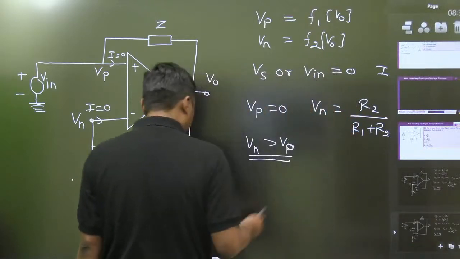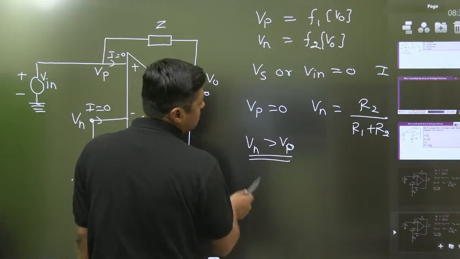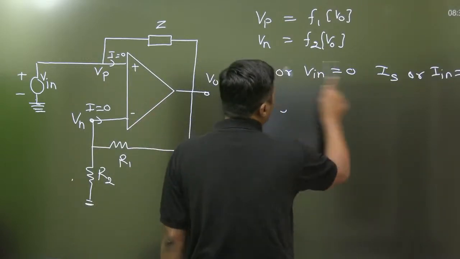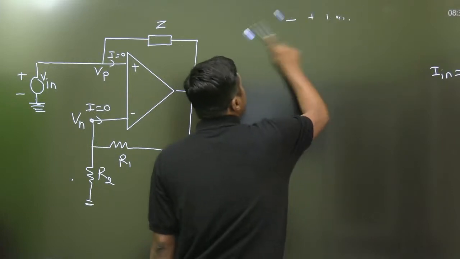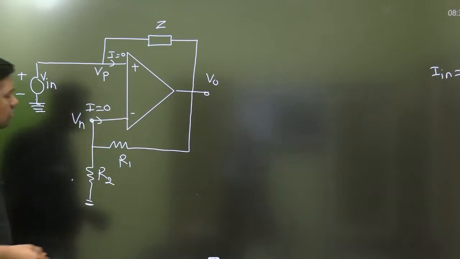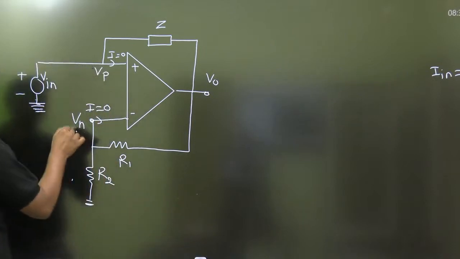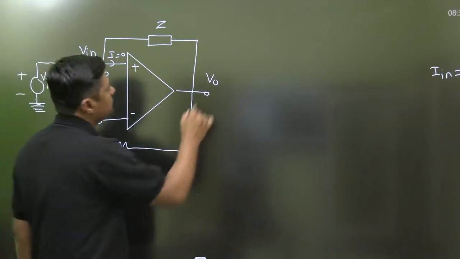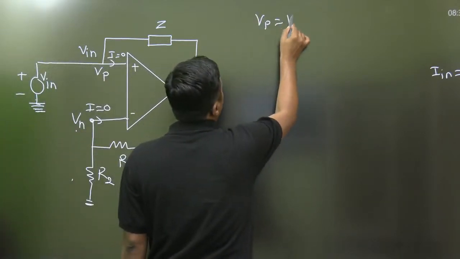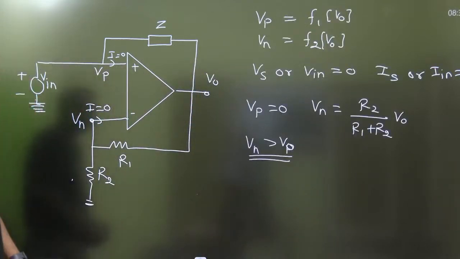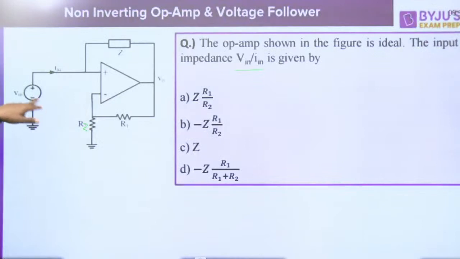I will give you a case where the positive feedback is dominant. Try to understand. First of all, watch this diagram. Once the negative feedback is dominant, that is the given, simple virtual short concept. This is the Vp, this is the Vin. Vp is equal to Vn. What is asked here? We have to find the Vin by Iin.